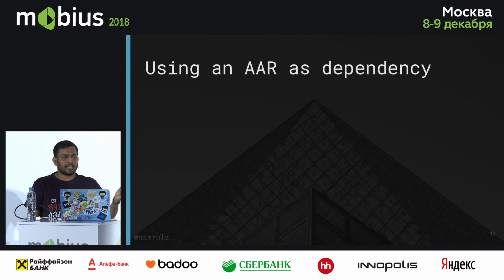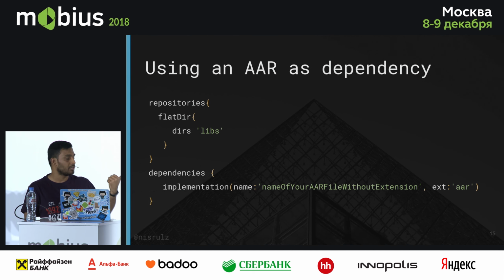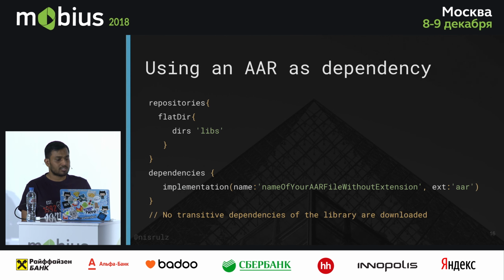But we are talking about AAR, right? So it's a bundle that, in theory, I can send over an email or to someone, and they should be able to use my library, right? How do you actually do that? Well, you need to define the path as a flat directory in your repository section, the way we were doing with JCenter, with Maven Central, or any other Maven repository you might have. And in the dependency section, you just put the implementation keyword and pass the name of the AAR with the extension AAR itself. I did that, and I sent it over to a friend, and something happened.